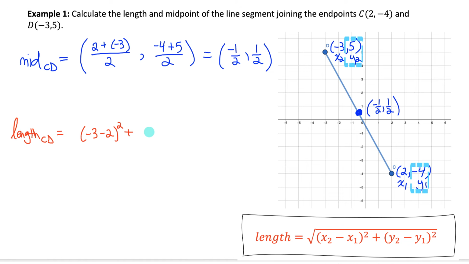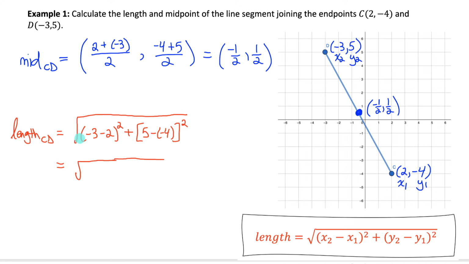So I'll do y2 minus y1, which would be 5 minus -4 squared, and that all needs to be square rooted. And let me actually simplify under the square root here. -3 minus 2 is -5, and 5 minus -4 is 9. Now I won't always show this step, but I think it's important for me to show it here to help you understand how this formula is actually going to tell us the length of the line segment.